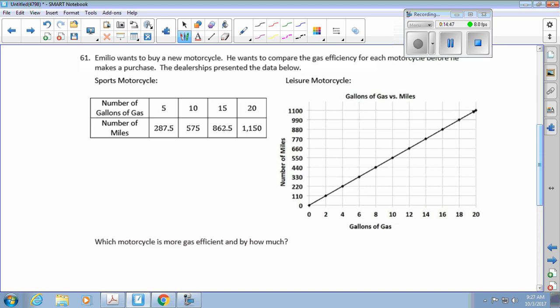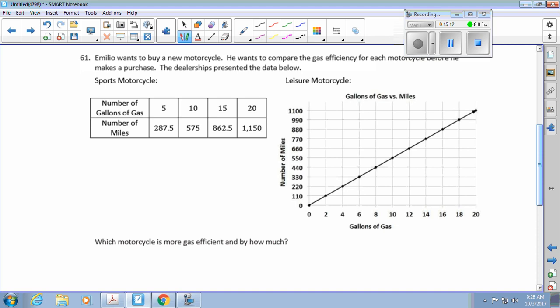So you're going to go further with less gas, right? So you're going to have the most miles per gallon. Yes. All right, so we have a sports motorcycle that is Emilio's checking into and this leisure motorcycle, and they give us a ratio table for the sports motorcycle.